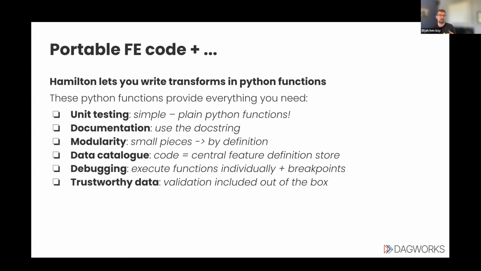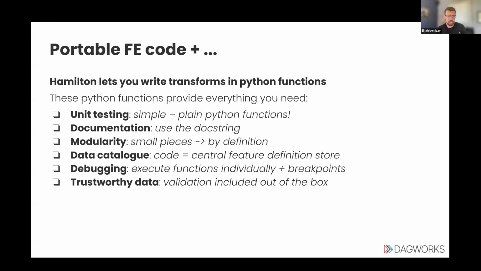All right. So Hamilton gives you portable feature engineering code, but also gives you a host of other benefits. Because it lets you write these transformations as simple Python functions, they provide everything you need to know. So unit testing is really easy. They're all just plain old Python functions. You can unit test individual pieces or unit test an entire path. For documentation, all you need to do is use the Python docstring. For modularity, you naturally have it broken into small pieces, and the small pieces are organized into modules, so it makes modularity really easy.